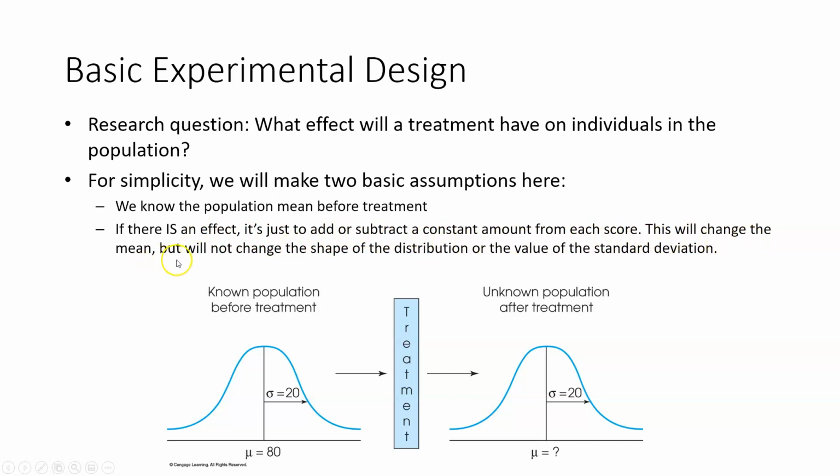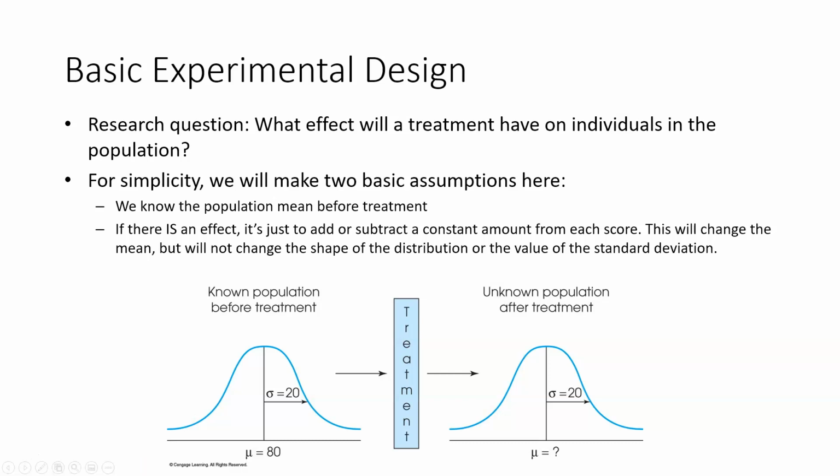This will change the mean, but will not change the shape of the distribution or the value of the standard deviation. This is something we learned in an earlier module. If you add or subtract some amount from every score in a distribution of scores, then the mean will change by that same amount. If you add 3 to every score, the mean will also increase by 3. And the standard deviation will not change.